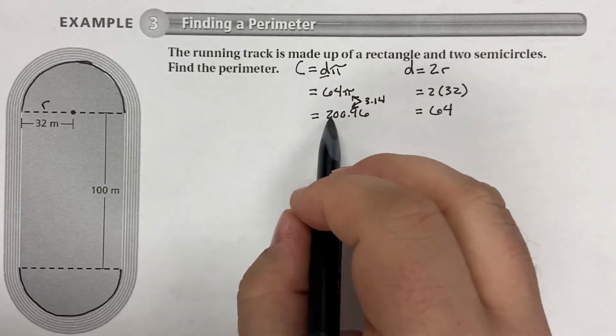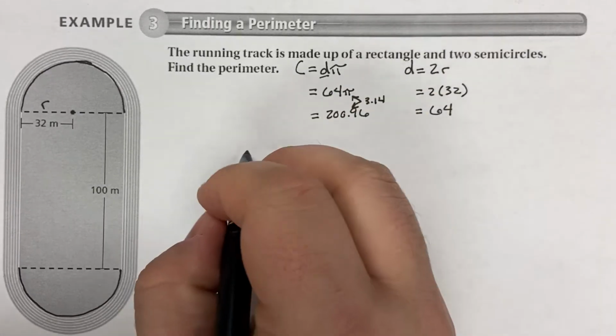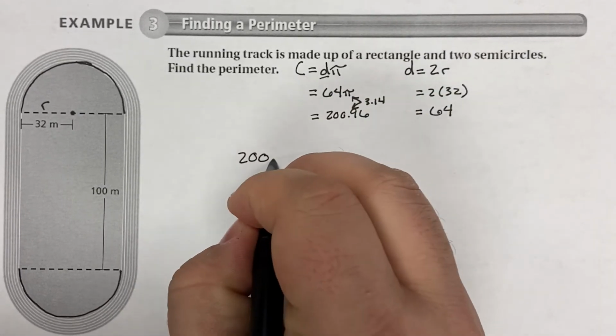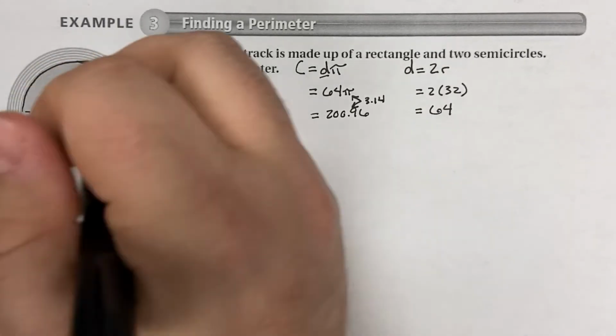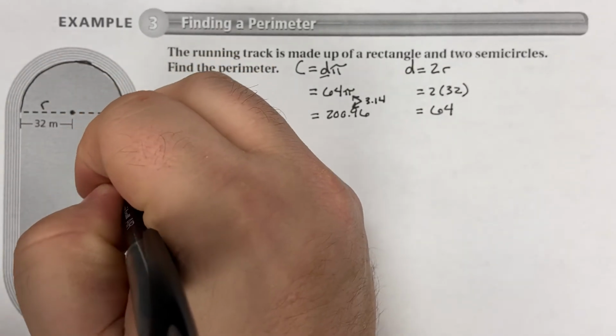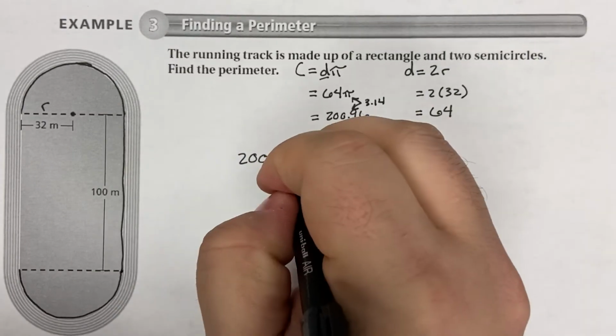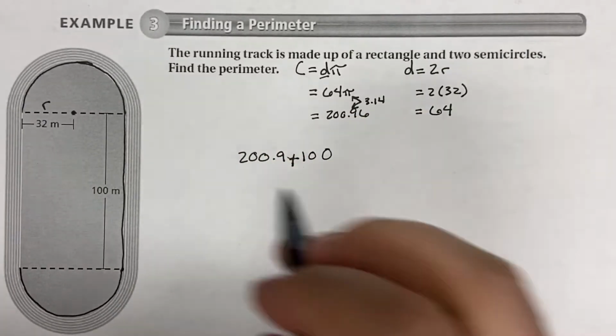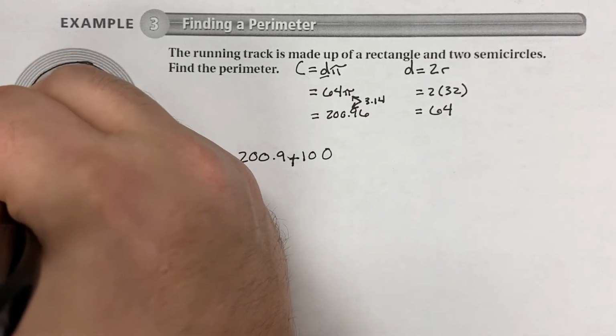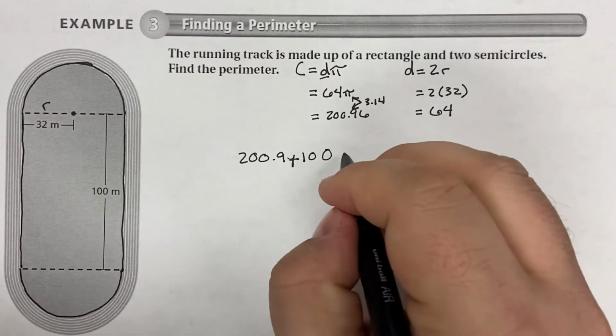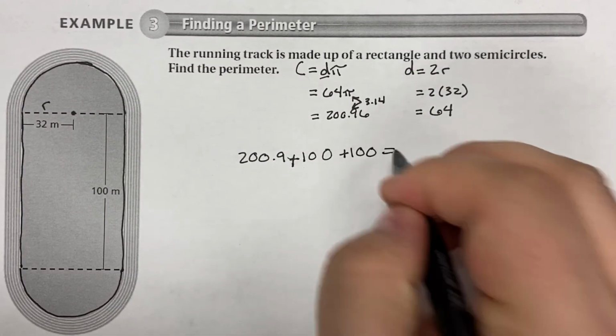So 200.96 is my circumference. That's my starting point here. Now I realize that this is 100 meters. But then I have another one. See, it's a good idea to trace over and get that figured out.